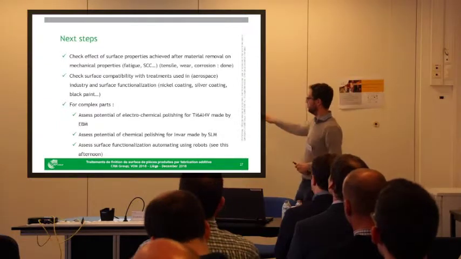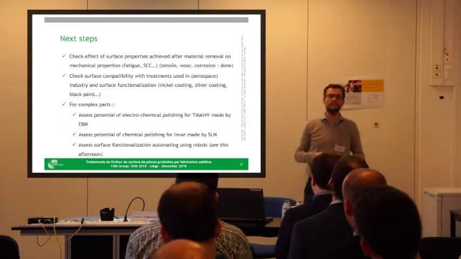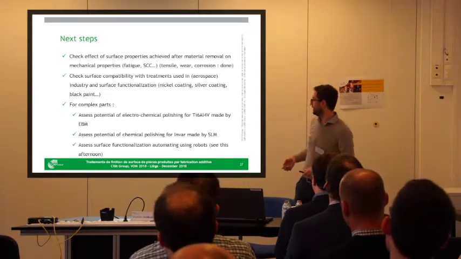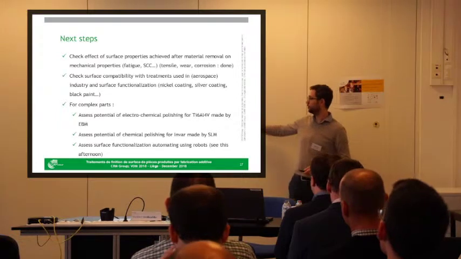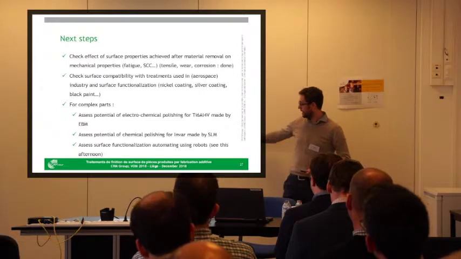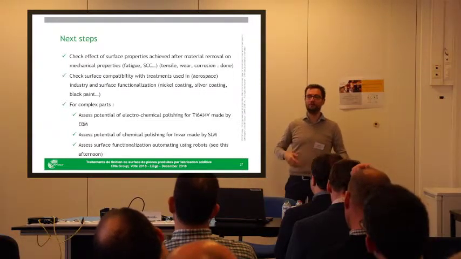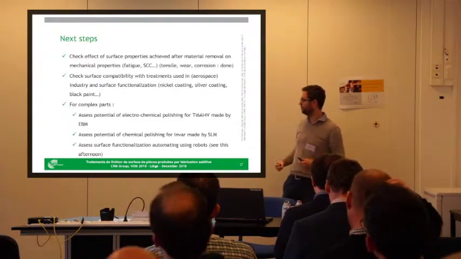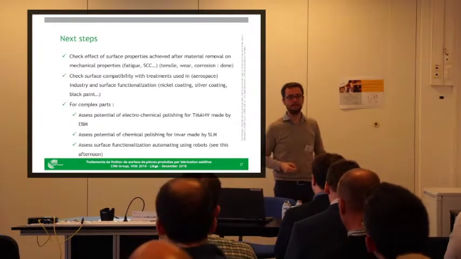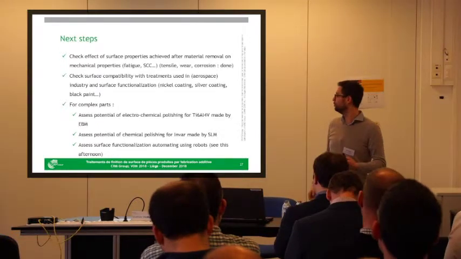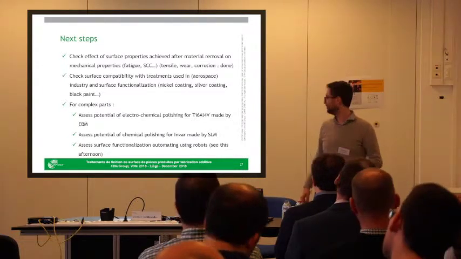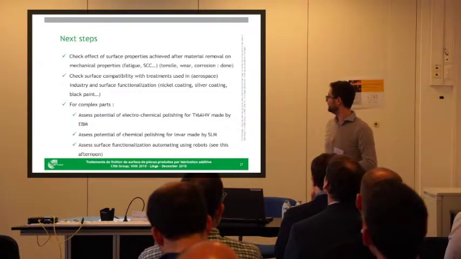Now the next step: because we have been working on small samples, for tensile, fatigue, etc., the idea is to test those methods on complex parts. I have a project for a complex part made in titanium and stainless steel, so bigger parts. I would like to do the same for Invar parts, because with the chemical polishing I got quite good results. We are doing that manually, but the idea would be to do the treatment on complex parts using robots. But I think that's a question for Dominica later.